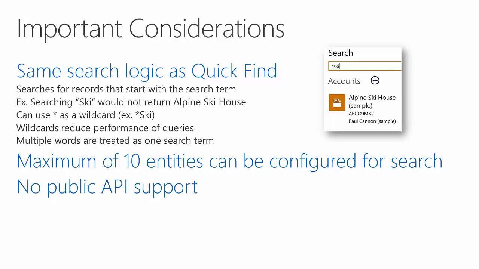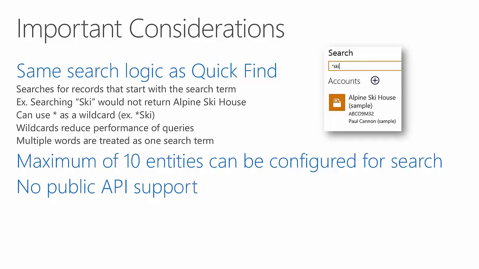Another variable that would affect the performance of a wildcard search like this is the amount of data in the column that is being searched against. So if you have something like the name field on account, let's say that has a maximum width of 250 characters, that would be faster to search against compared to another column that is a multi-line text field that has up to 4,000 characters of data.